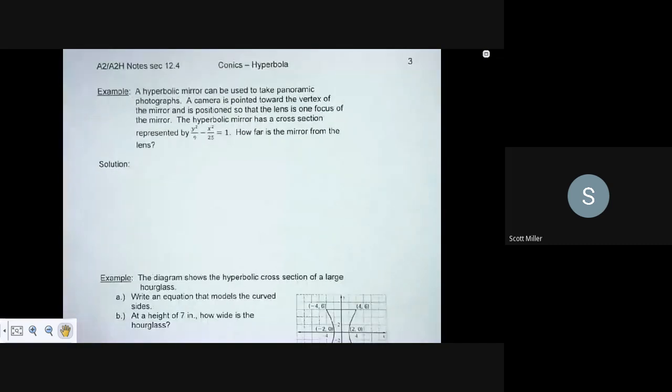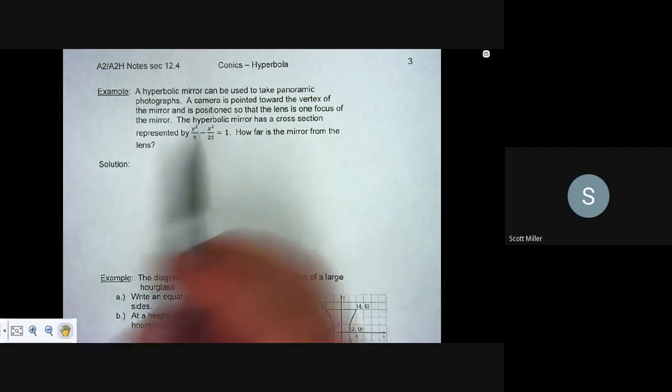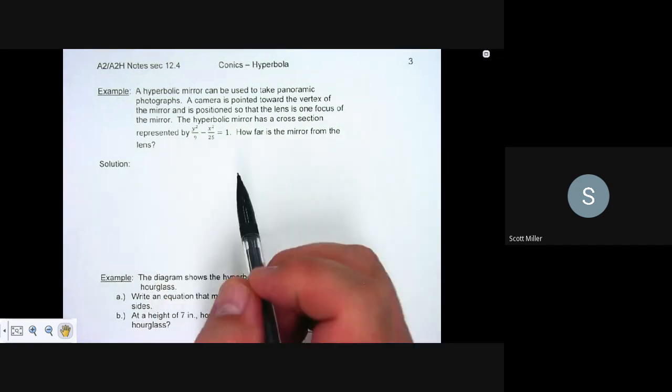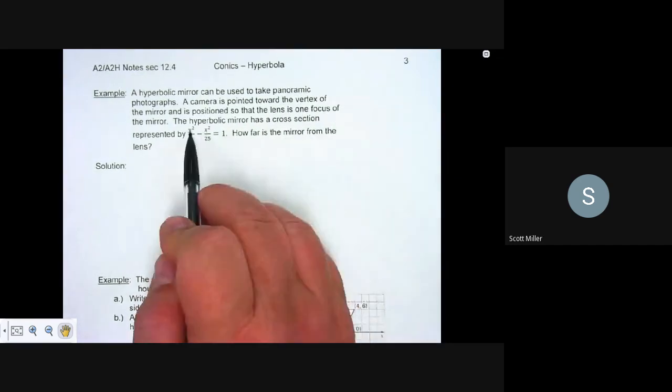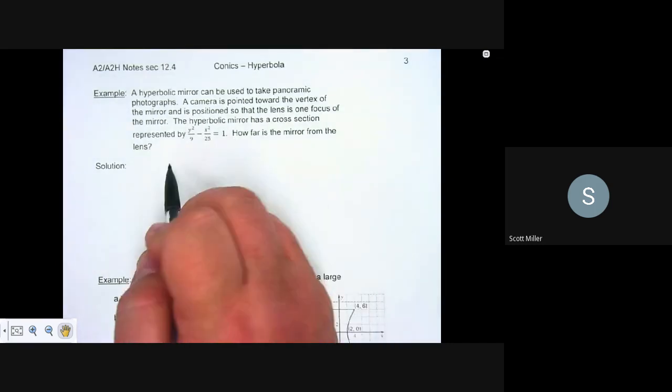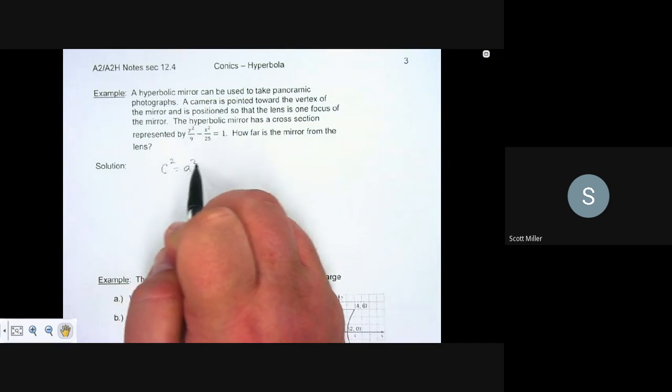Okay, let's look at another question. So here's this one. A hyperbolic mirror can be used to take panoramic photographs. A camera is pointed toward the vertex of the mirror and is positioned so that the lens of it is on one focus of the mirror. A hyperbolic mirror has a cross section represented by this equation right here. How far is the mirror from the lens? So this is basically trying to figure out where the focus is. Okay, the way it's written out here, it's centered at 0, 0. So we need to find the focus, which is c squared is a squared plus b squared.